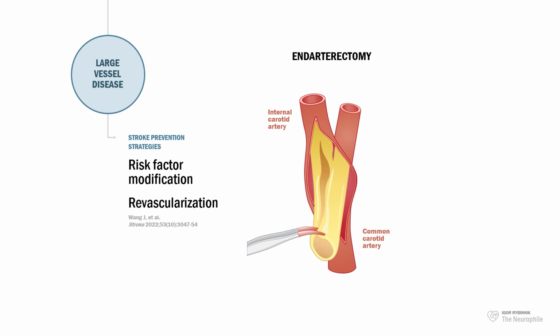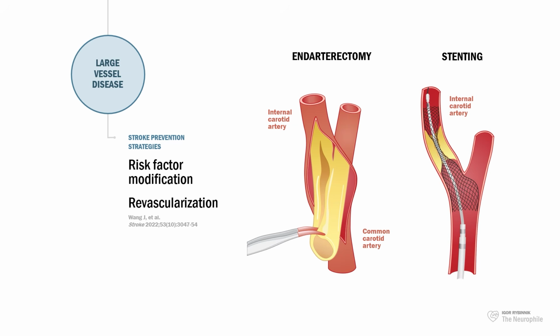intracranial vessels, we also have surgical options. One option is an endarterectomy, where the inner lining of the artery, along with the plaque, is surgically removed. Another option is angioplasty with stenting. There, a small mesh tube is inserted into the narrowed artery to keep it open and press the plaque against the vessel wall to prevent cerebral embolization.